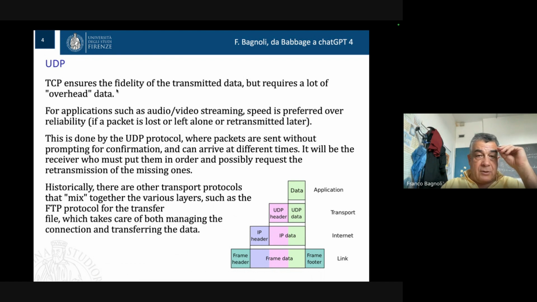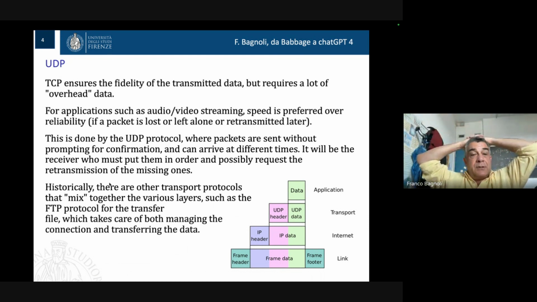So another protocol was developed, the UDP. UDP is a protocol in which you send the data without waiting for the acknowledge of the other data. And they can be received in an order which is different from how they were sent, for instance because they have taken different routes. And in this case, it is the task of the receiver to put all packets in the right order, and maybe ask again for those which are missing.